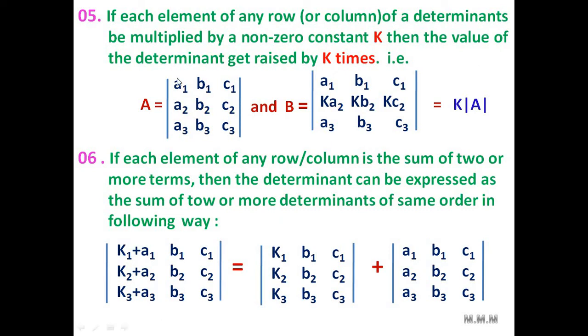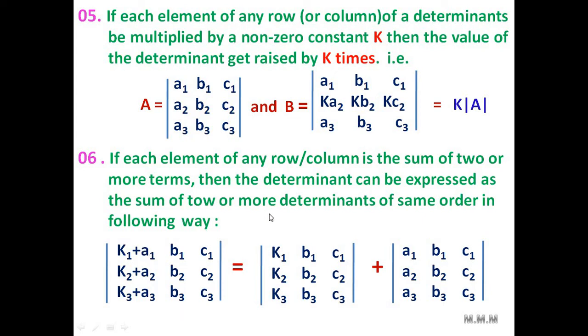6. If each element of any row or column is the sum of two or more terms, then the determinant can be expressed as the sum of two or more determinants of the same order in the following way. Here k11, are you observing? The k1, k2, k3 has been added in the first row. It can be separated into two matrices here. k1, k2, k3, b1, b2, b3, c1, c2, c3 plus a1, a2, a3, b1, b2, b3, c1, c2, c3.